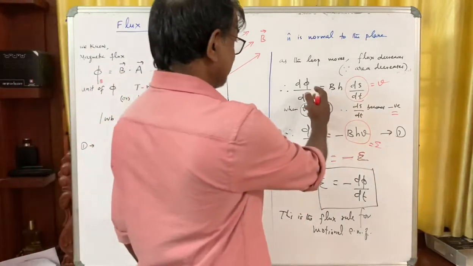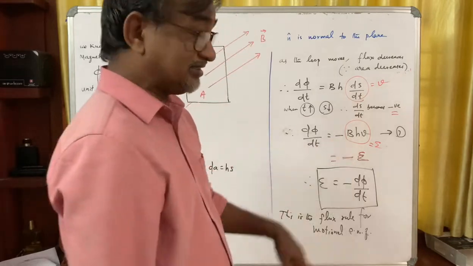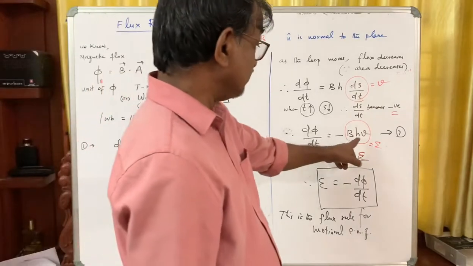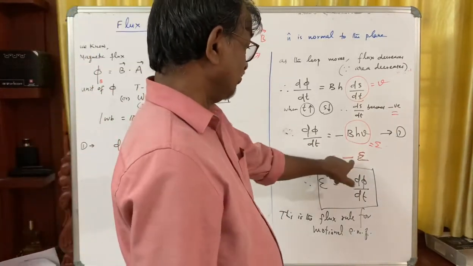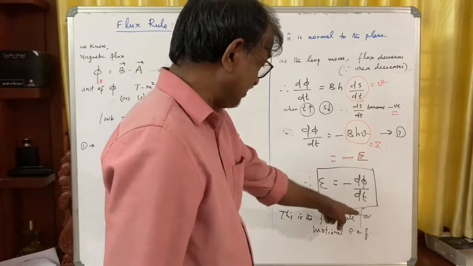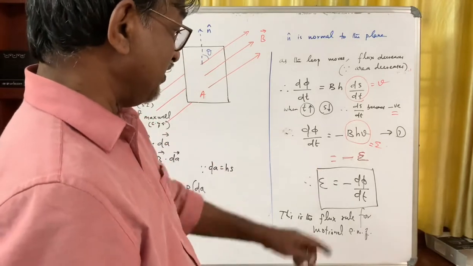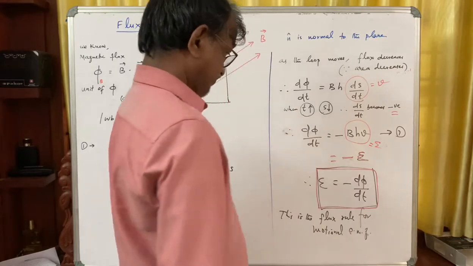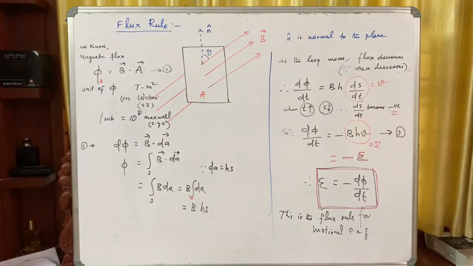So what happens to this equation? This equation changes to d phi by dt equal to minus bhv. We already found that bhv is the emf. So this is equal to minus e. So finally we are getting the equation E equal to minus d phi by dt. This is the flux rule for motional EMF.